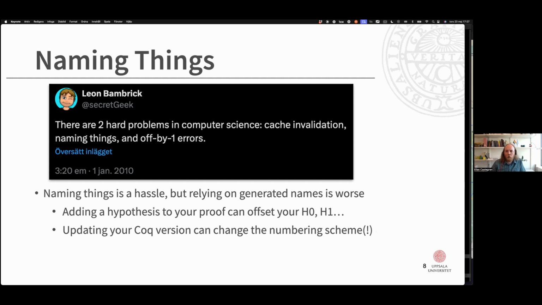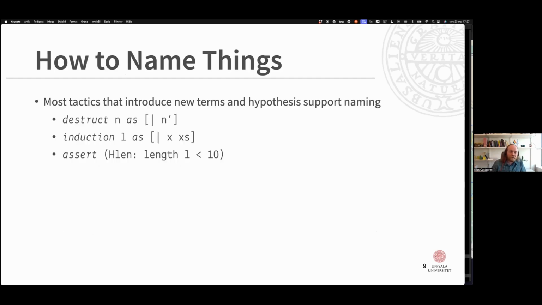So let's have a look at how one can name things then. Most tactics in the standard library that introduce new terms support naming somehow. You've seen this in the book. You've seen destruct n as, and then you can give names, in this particular case, where you have two different branches. One is the zero case. There's no variable to name, and here we've given the other thing n prime. I'm assuming this is a natural number now. When you do induction, you can do induction L as, and then you can give these things names.